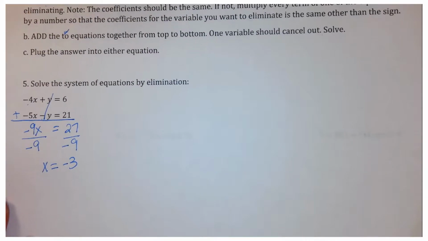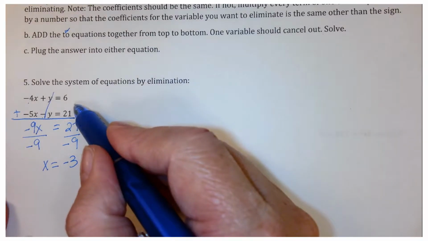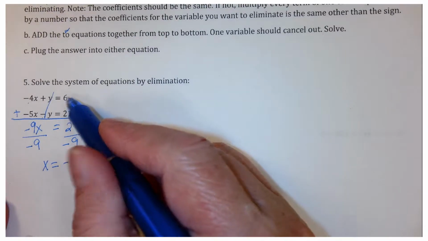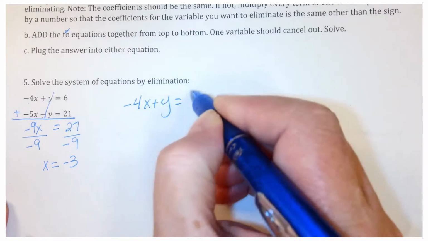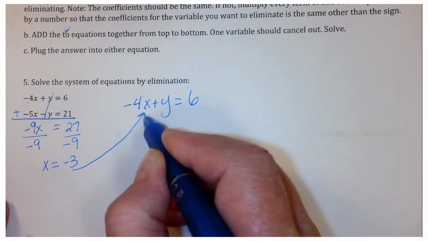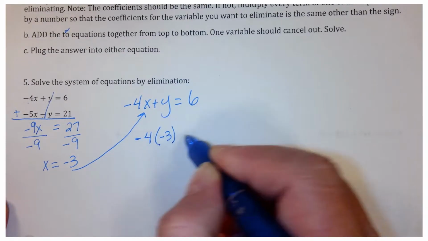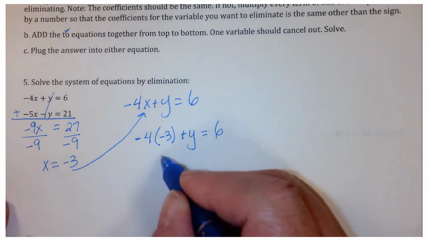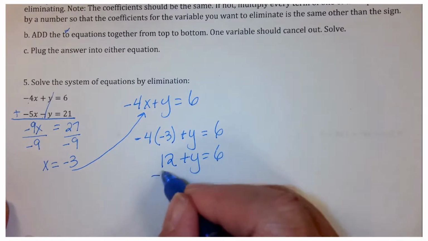Once we have one of the variables, it does not matter which equation we choose to plug it back into. So we're just going to substitute x equals negative 3. I'm going to put it in this first one. So I have negative 4x plus y equals 6, and this negative 3 is going to go right there. So negative 4 times negative 3 plus y equals 6. We're just solving for y here. So this is 12 plus y equals 6, and minus 12.